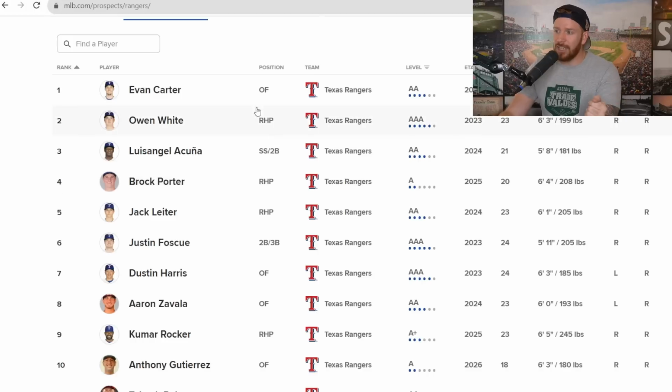And looking at where these guys rank, Evan Carter is the number 1, Owen White is the number 2, Porter is at 4, Leiter is at 5, Foscue's at 6, Harris is at 7, and even Rocker is at 9. So yeah, this is just too much.